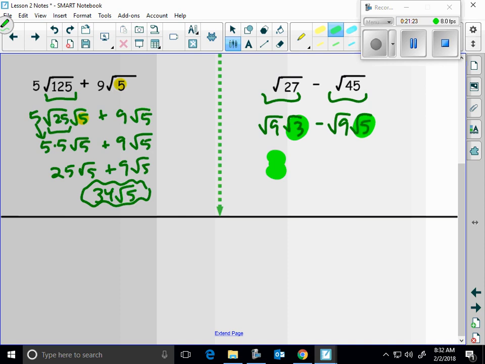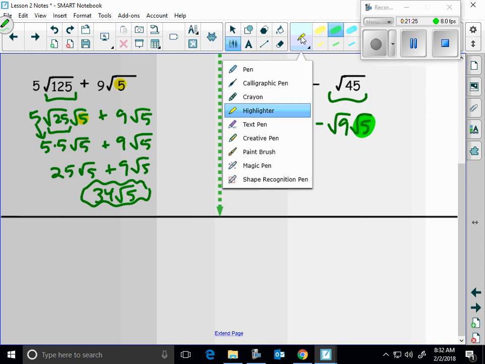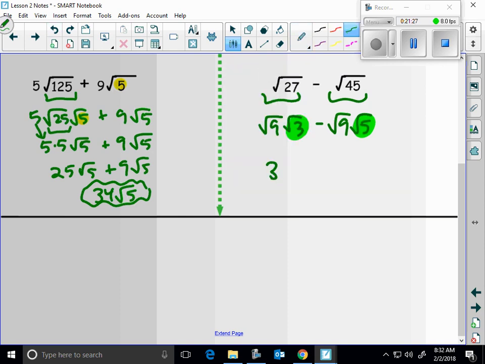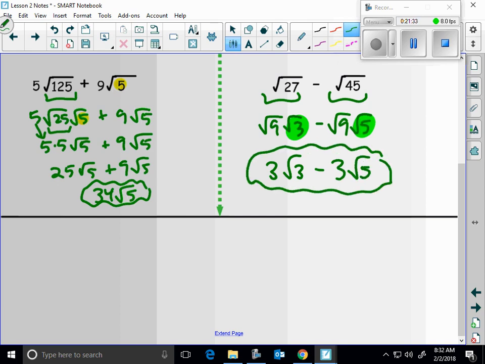Oh, that's great. I didn't want that font. I want this. I want the pen. This would be 3 root 3 minus 3 root 5. Some kid will try to combine those and say it's 0, but it's not. Because Little Jumps is not country. Therefore, core values, problem.